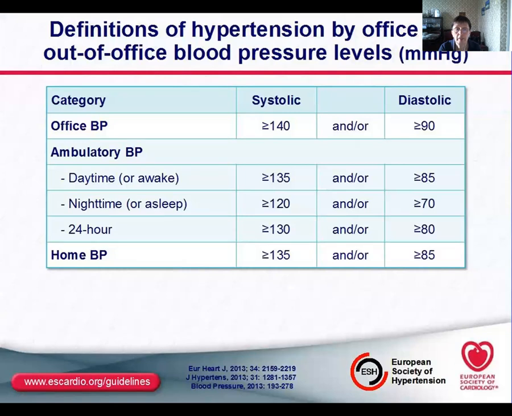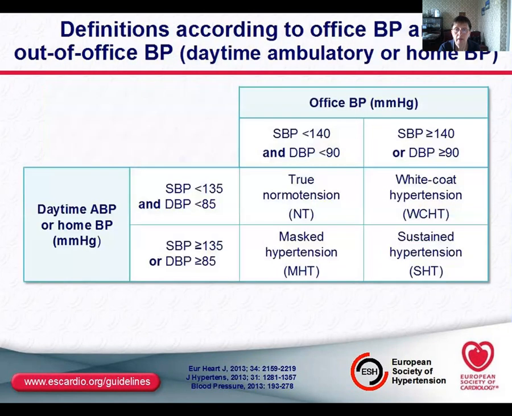And here we see the table which shows us once more the norms for blood pressure measured by different techniques, and in which case we may make a diagnosis of hypertension. This one shows us how to use the results of different techniques together to make a diagnosis of hypertension, masked hypertension, or white coat hypertension.